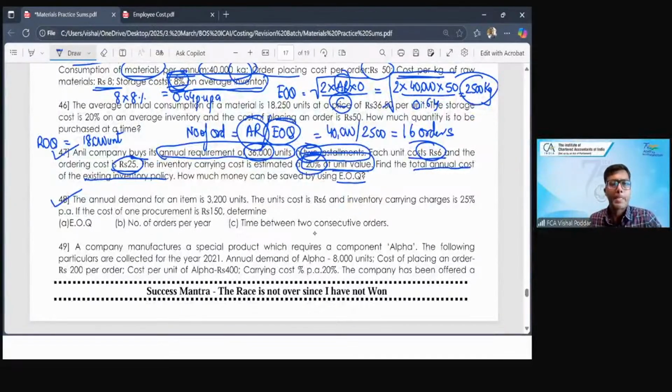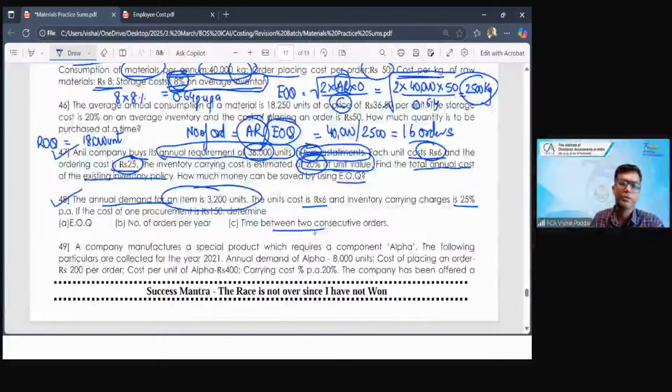Now, this question is simple, it only had one more additional question. So I thought I'll just cover this. So this will also get revised. Again, the annual demand for your item is 3,200 units. Please use your calculator fast to give me the answers. The price is rupees 6. Now see here for carrying cost, they have interestingly used another word, inventory carrying cost. Carrying cost is inventory carrying cost only. It is 25%. So multiplied by 6, you'll get your carrying cost per unit.